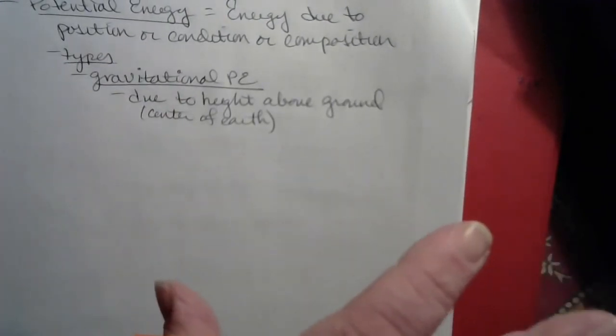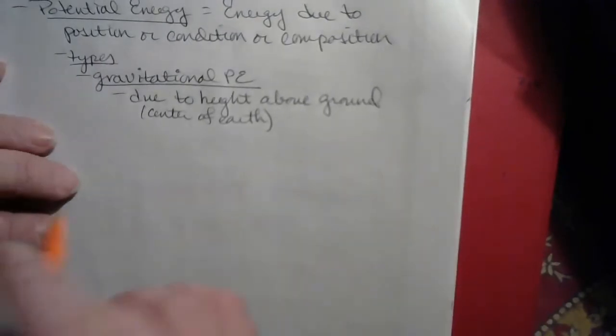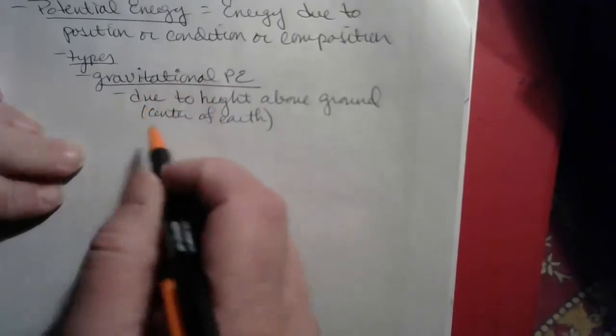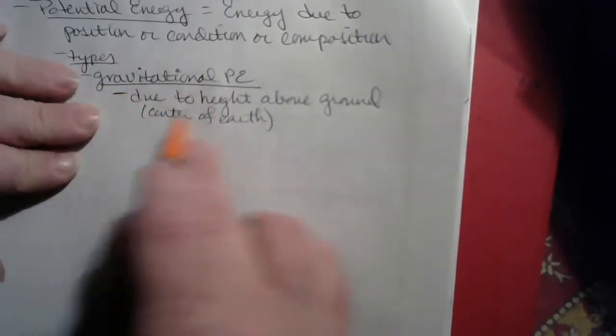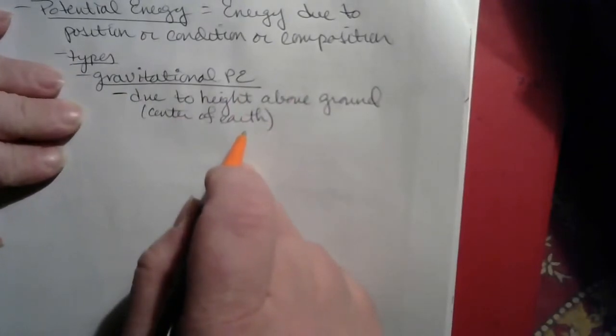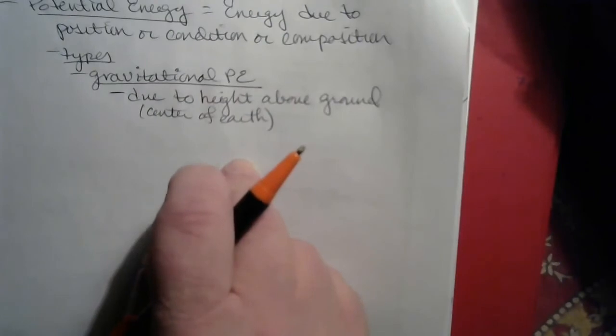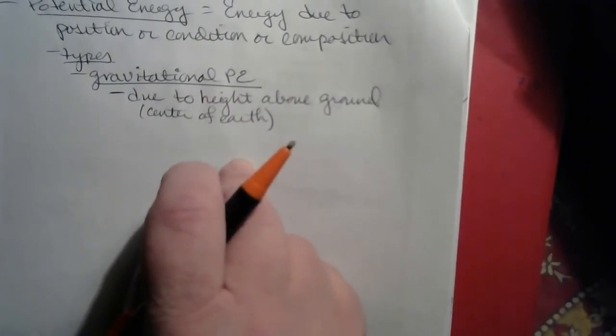But everything remains equal, or the total amount of energy remains the same. And gravitational potential energy, again, is what it has because it's a certain height above the ground, or technically the center of the earth, because gravity pulls from the center of the earth. But we use the ground as a handy reference just because we don't want to measure all the way down to the center of the earth, and things usually stop falling when they hit the ground.